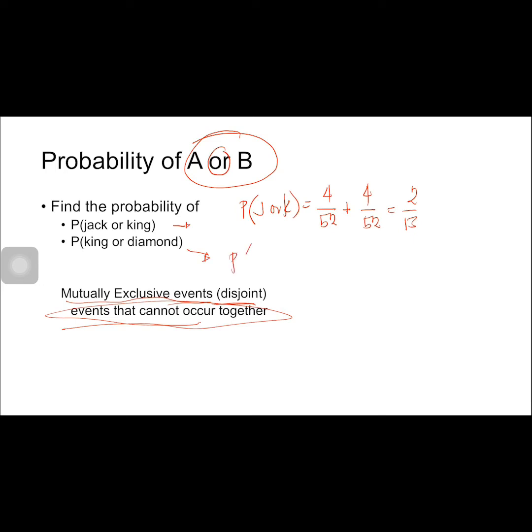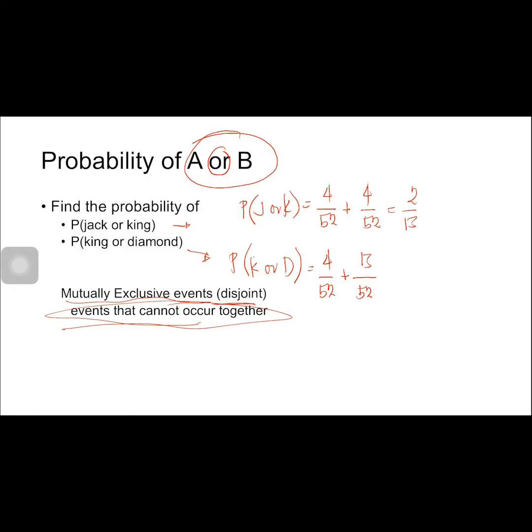We have there the probability of getting a king or a diamond. So we have the probability of getting a king is 4 over 52 plus, what is the probability of getting a diamond? We have there 13 over 52. Since we have how many diamonds? So we have 13 in the well shuffled deck of cards.